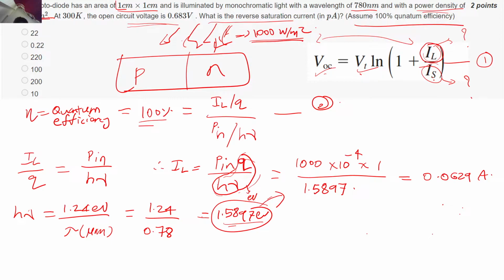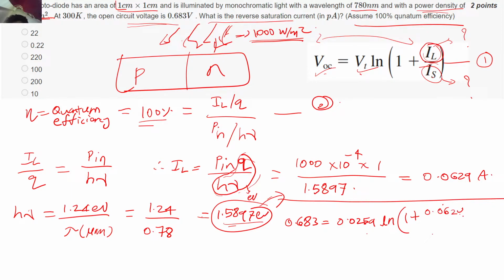So now what is the VOC? VOC is 0.683, which is 0.0259, correct, times ln of 1 plus IL, which we just calculated, 0.0629 upon IS. So now you have to divide this and take the exponential on both the sides, right? Then IL by IS you will get around 2.8355 into 10 to the power 11. So if you calculate, the IS value is going to come out to be 0.2218 picoamperes.